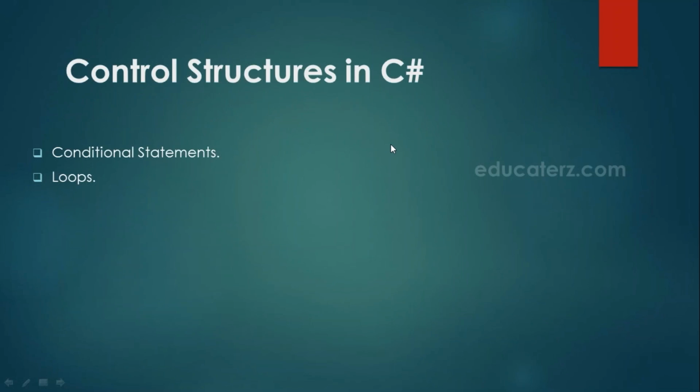Today, let's discuss control structures in C#. Control structures means there will be something called an expression. If the expression is true or false, depending on the true, one set of statements will get executed, and depending on the false, the other set of statements will get executed.